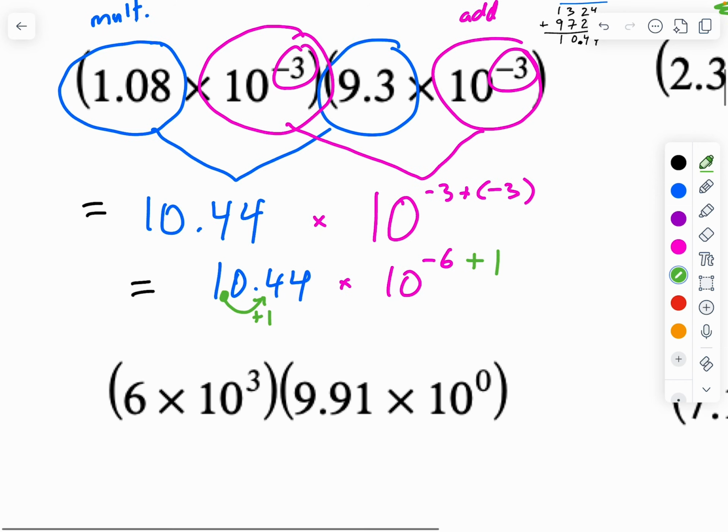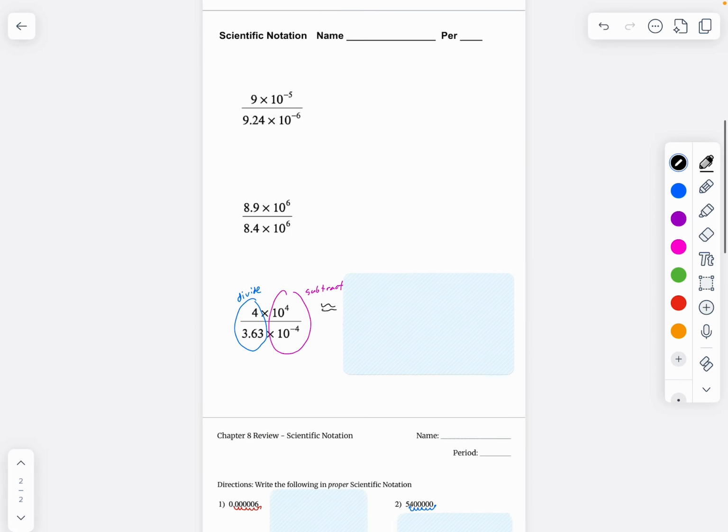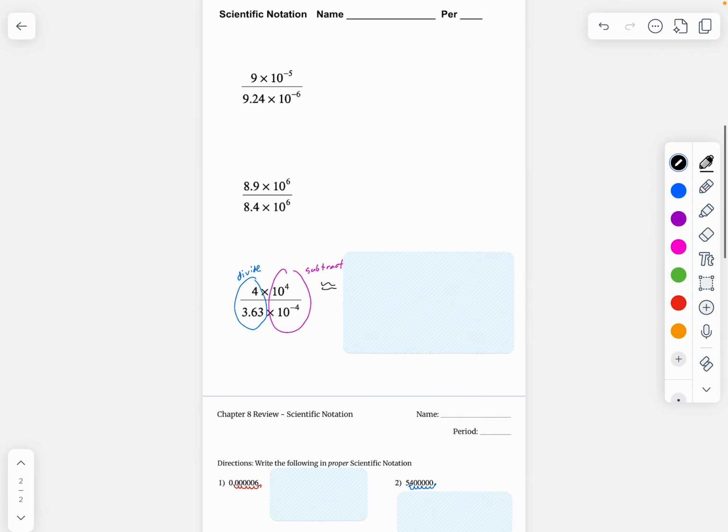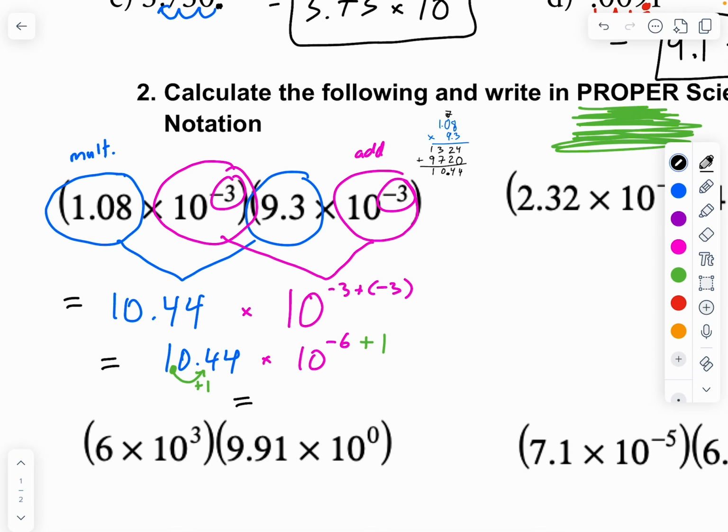So I'm going to add a 1. Now, of course, you might be like, Mr. Maynard, I need more examples. This is not enough. I don't understand it. Yes, we have plenty of examples to go over today. Don't worry.